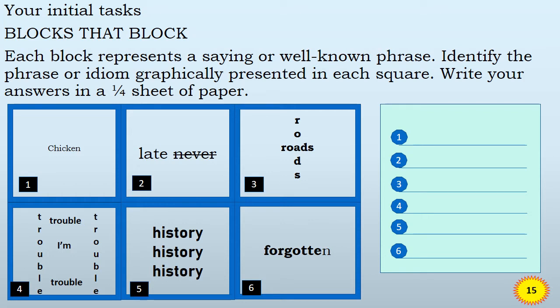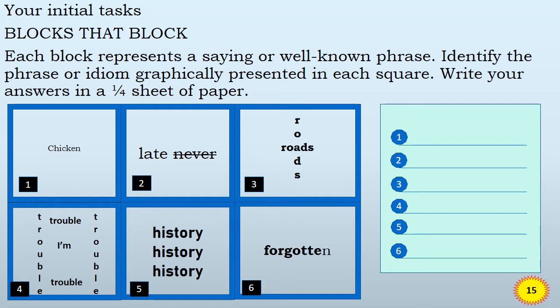Time is up. Let's begin checking your answers. In block number 1, the answer is belittled, because as you compare it to the other blocks 2, 3, 4, 5, and 6, it is the only block that was written smaller than the others. So the answer would be belittled.